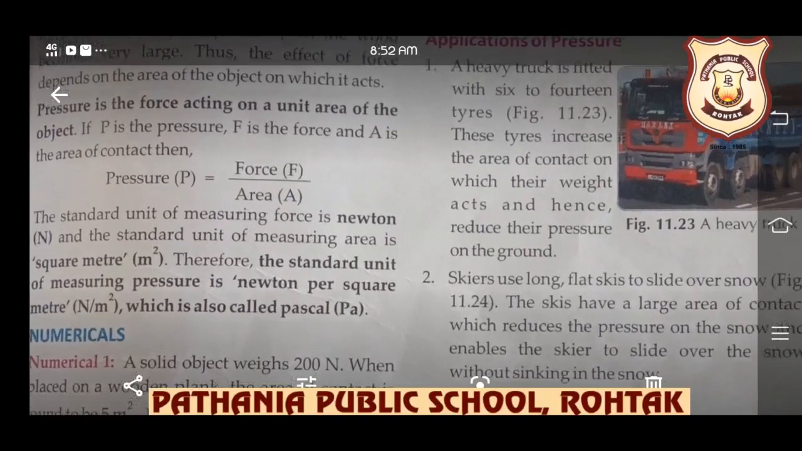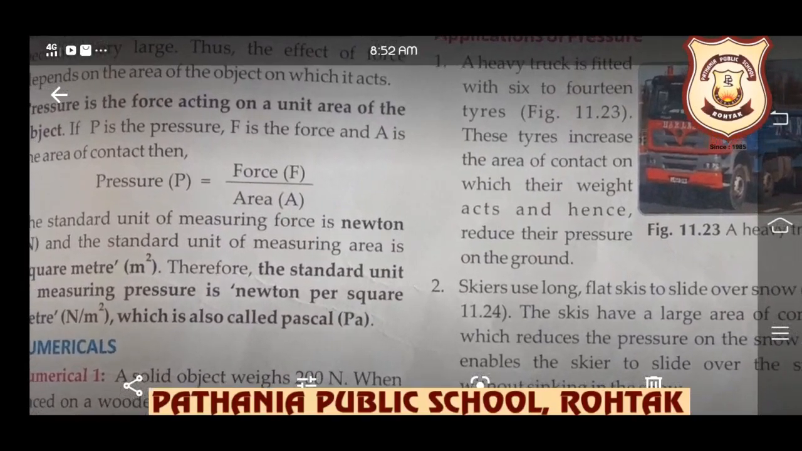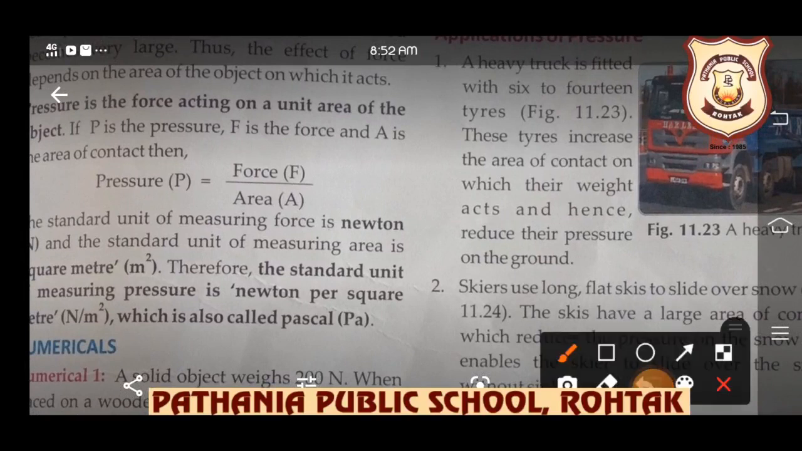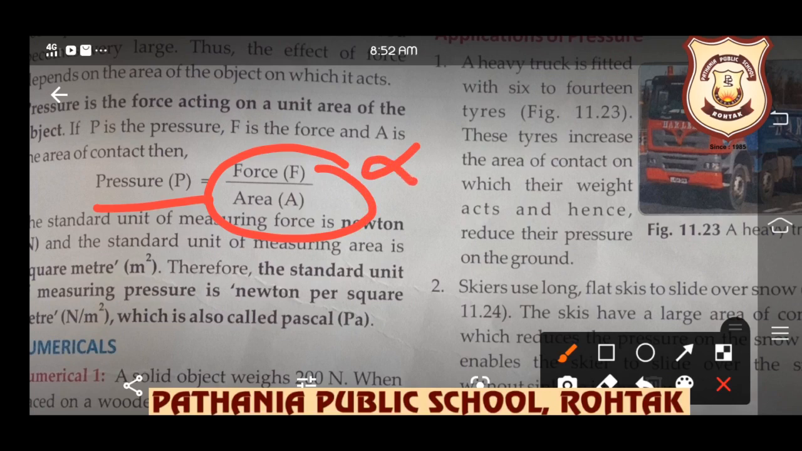The drawing pin goes into the wood due to the sharp tip. The force of the thumb falls on a very small area of the wood, due to which force per unit area on the wood becomes very large. Thus, its effect depends on the area of the object on which it acts. Now, this can be explained by this formula which states that pressure is equal to force upon area.